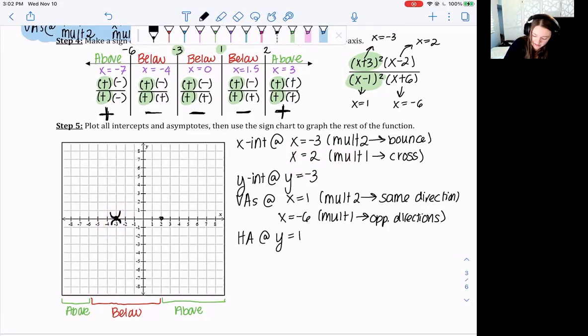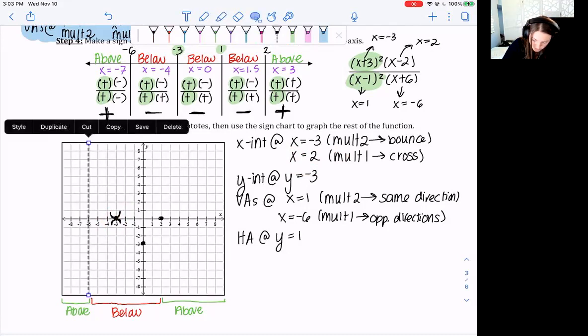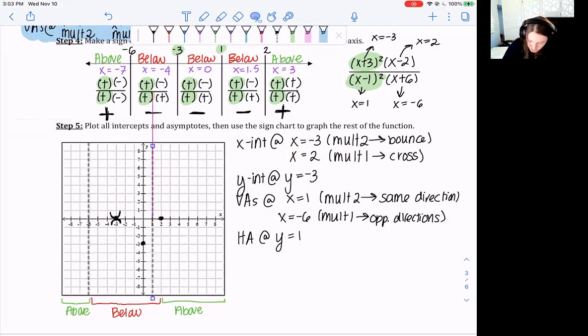At x equals 2, we have another x-intercept. We have a y-intercept at -3. We have two vertical asymptotes, one at 1 and one at -6. There's -6. Here's 1. And then let me label those. -6 and 1. And then we have a horizontal asymptote at y equals 1.